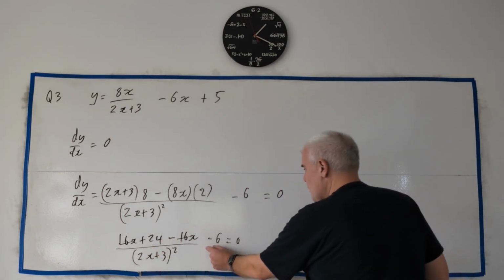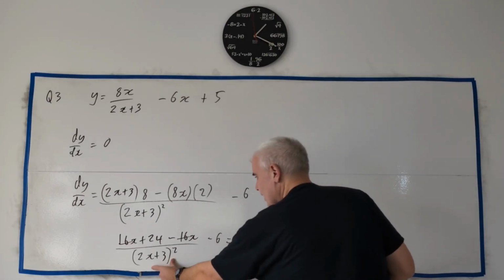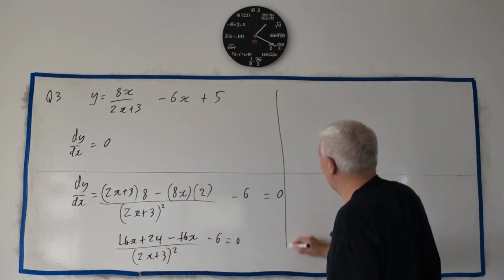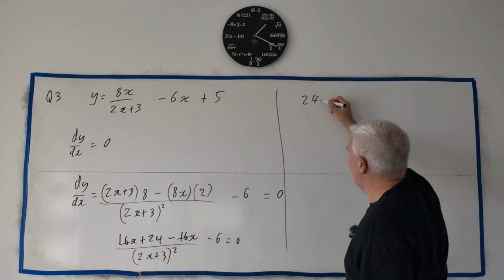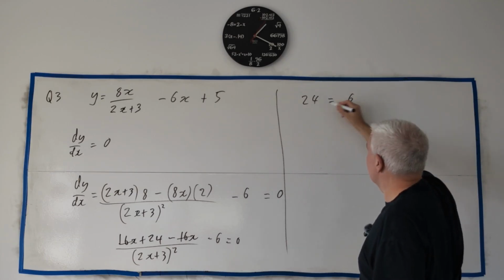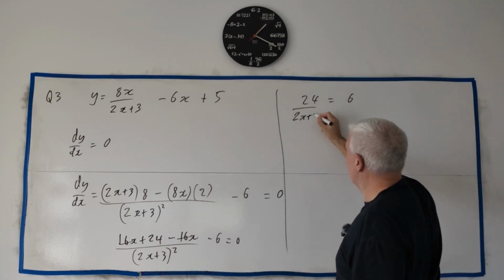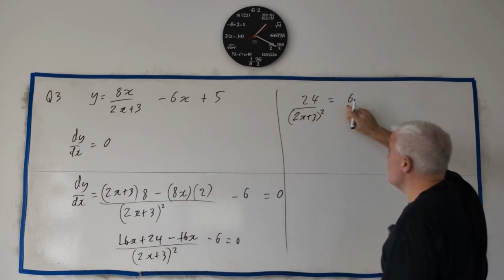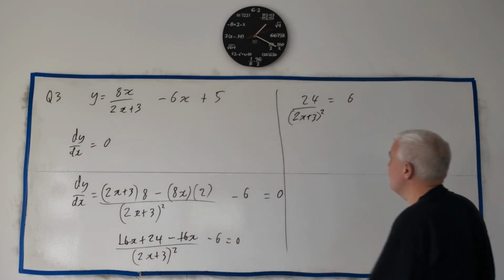So what do we do? We move the 6 over and we multiply. Well, let me do it a little slower. I don't want to confuse anyone. We get 24 on this side equals 6 times (2x plus 3) squared. I just moved the 6. I've added 6 to both sides.